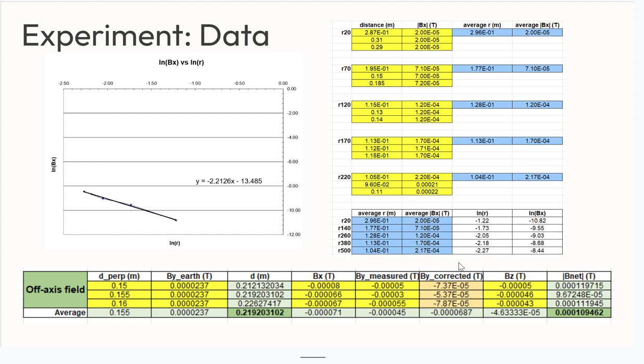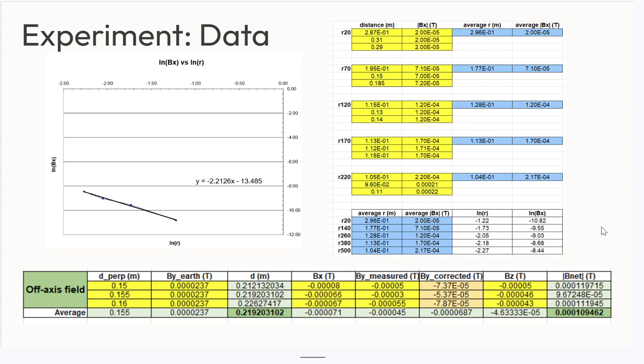So here are our results and our data. The trend we saw here was that as the distance increased from the magnet, the magnetic field decreased. You can see that with my graph. It has a slope of negative 2.2126, and a y-intercept of negative 13.48.